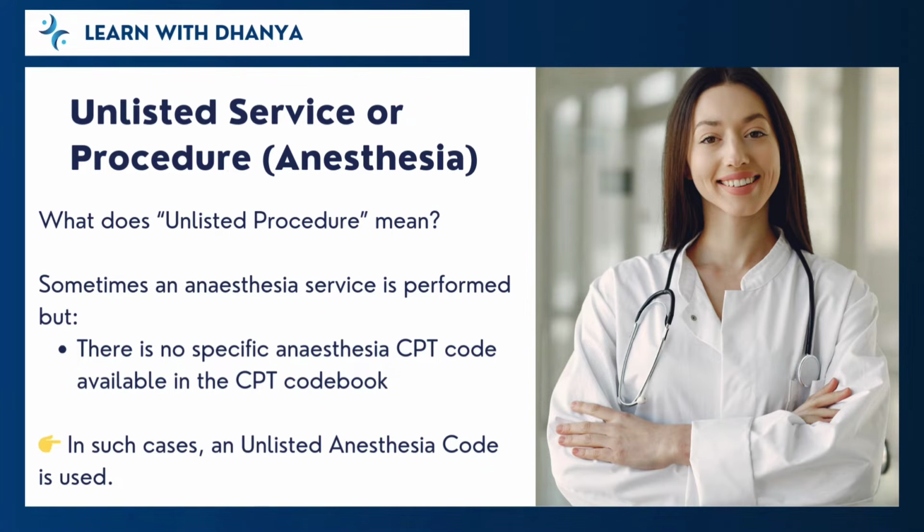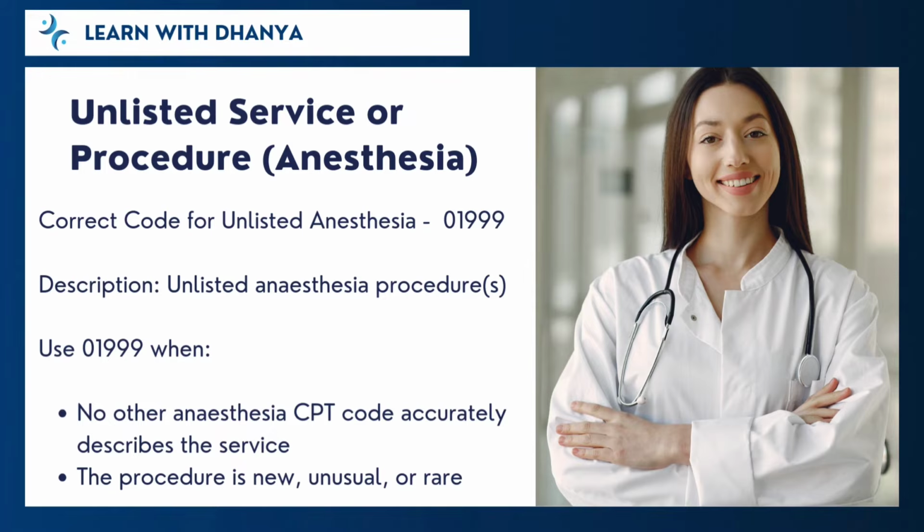Next comes the unlisted procedure code. What does unlisted procedure mean? Sometimes an anesthesia service is performed but there is no specific anesthesia code for the procedure, which means you will be giving the code as the unlisted anesthesia code. The correct code will be 01999, which means unlisted anesthesia procedure code. It is used when no other CPT codes accurately describe the service.